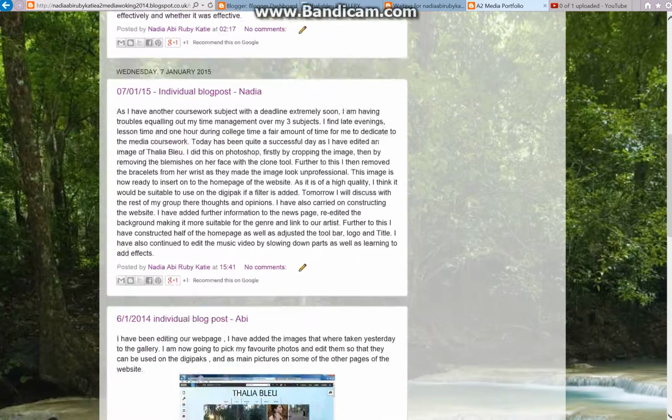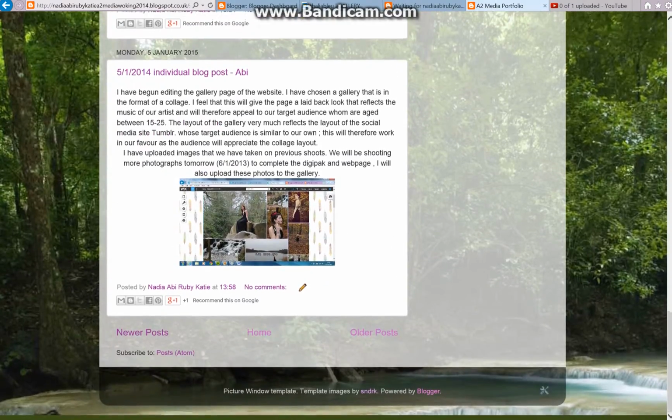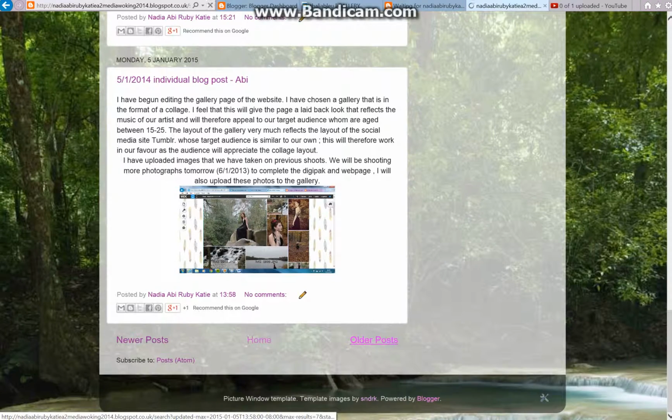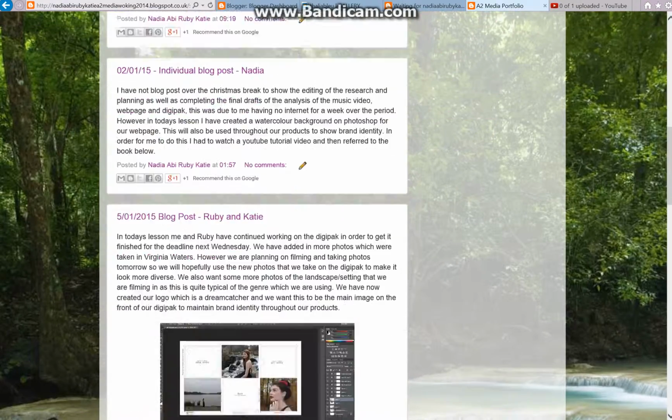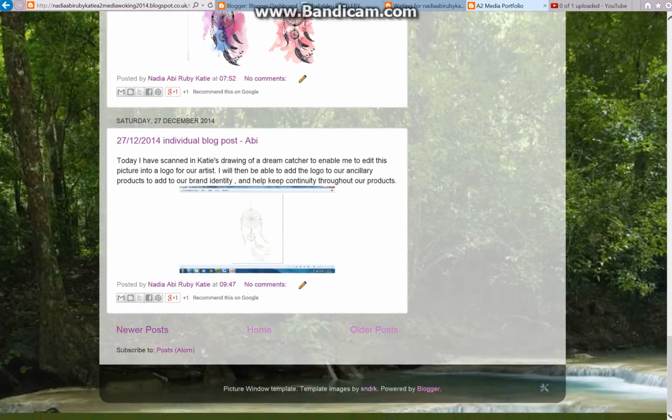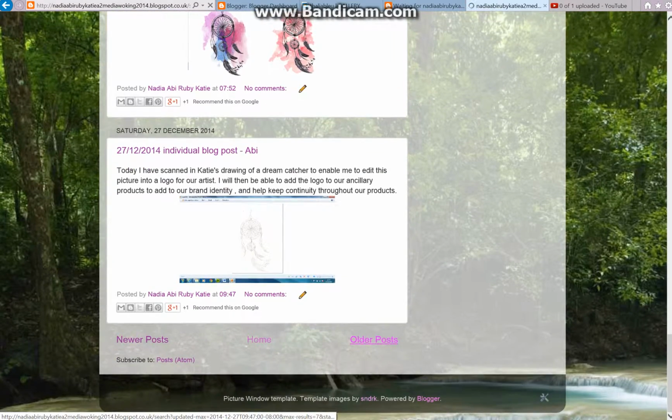Overall, the use of technologies in our research, planning and construction were absolutely vital to us as a group. They allowed us to present our work in a clear and concise way to make it easier for the audience to look at. They also allowed us to present our findings in a more visual and interactive way, rather than just presenting our work in long essays.